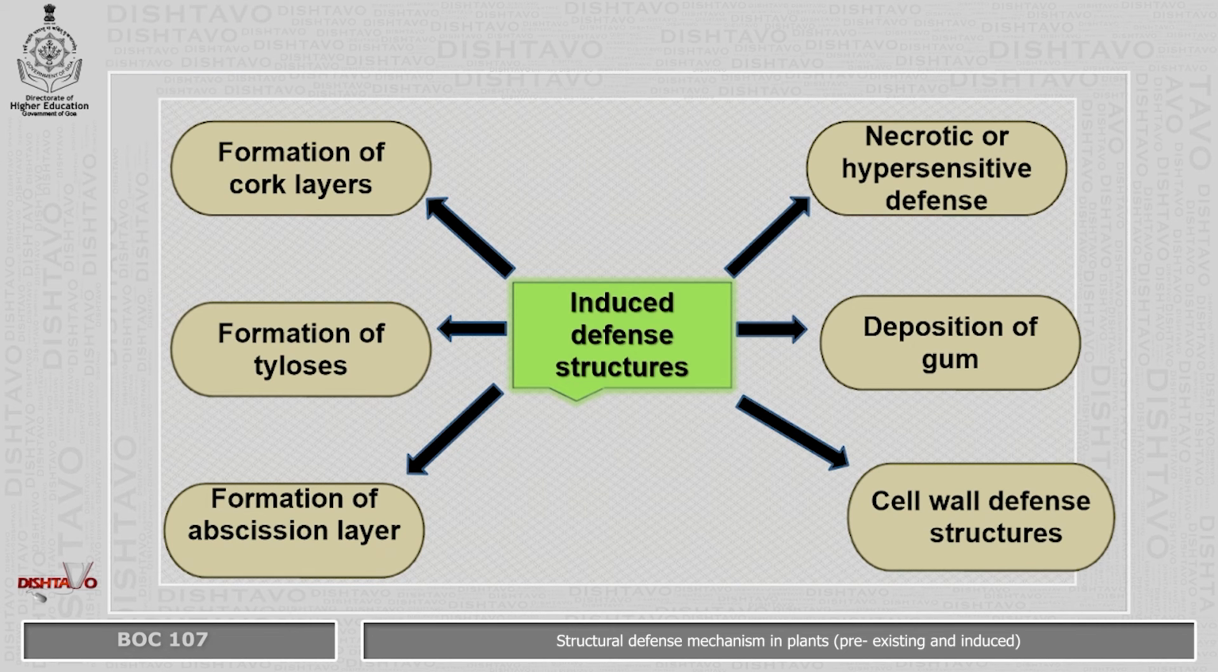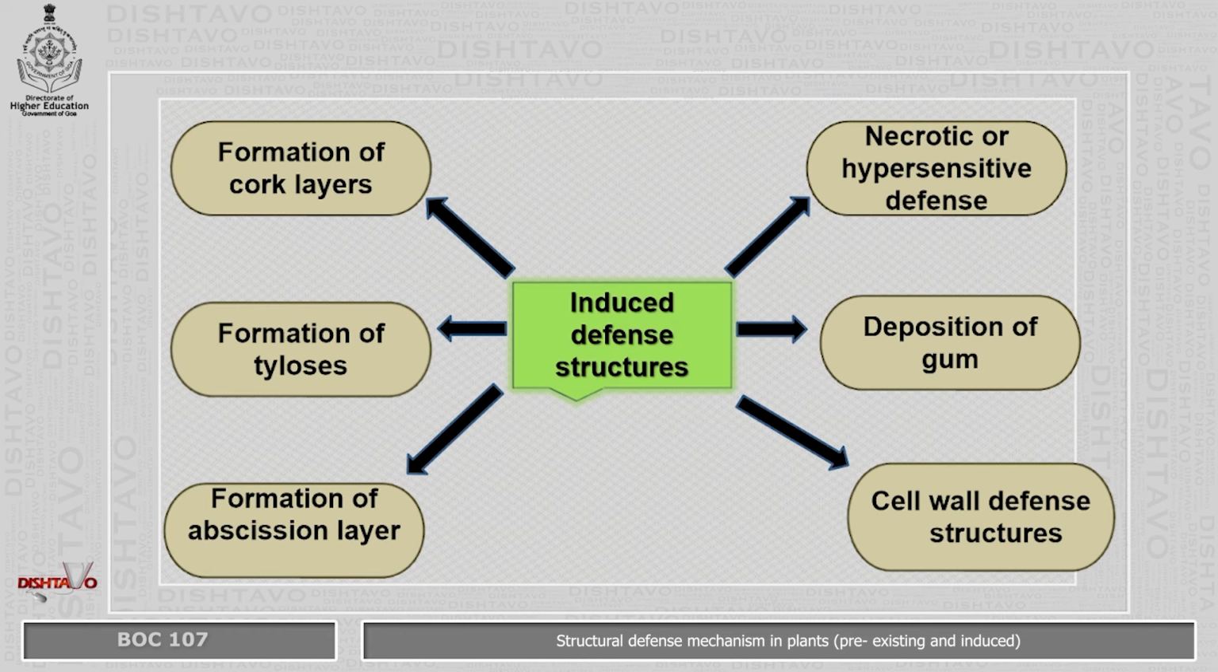Deposition of gum: when the host is infected by the pathogen, the gum will be deposited in the intercellular spaces of the host. This will check the entry of the pathogen into the xylem vessels or further cells.